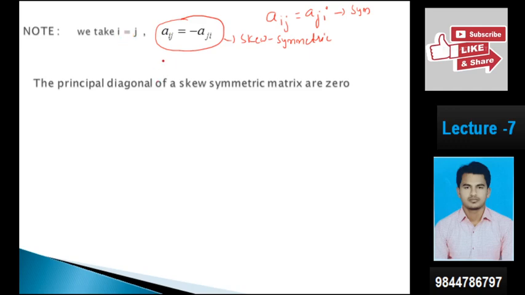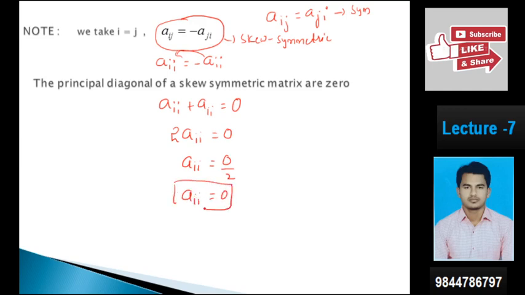What will happen? Aii equals minus Aii, since j equals i. Now simplify. Minus Aii has to be shifted to the LHS. Again it is plus Aii, so Aii plus Aii equals 0. What is meant by that? 2 times Aii equals 0. Aii equals 0 divided by 2. Aii equals 0. What does Aii mean?